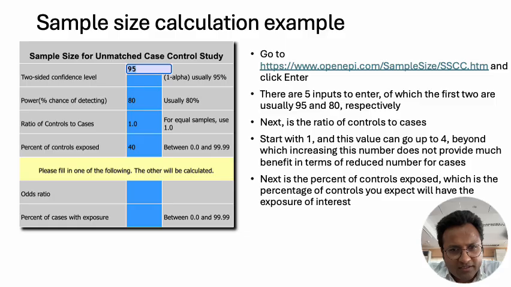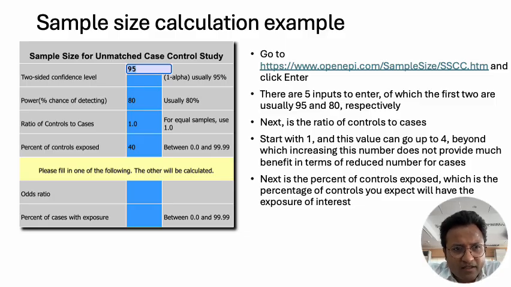The other parameter is the ratio of controls to cases. So this is, as we discussed earlier, one of the parameters that we can control. So if we are left with a very small number of cases, we can boost our sample of controls, and in doing so, the number of cases required for the study will become smaller and more manageable. And this value can go from 1 to 4. Beyond 4, it doesn't bring you a lot of benefit in terms of reduced sample size for cases. So we'll start with value 1.